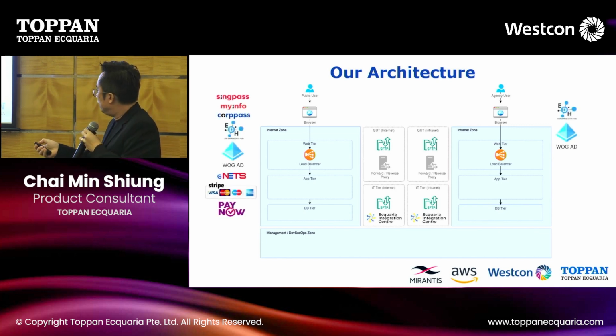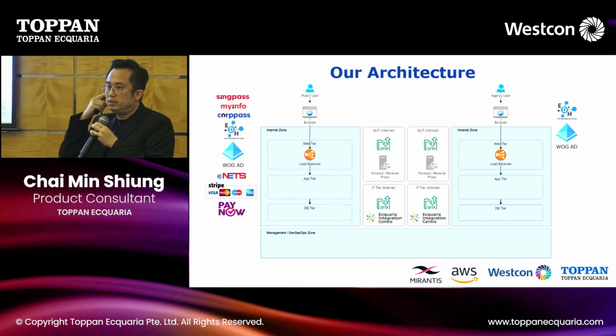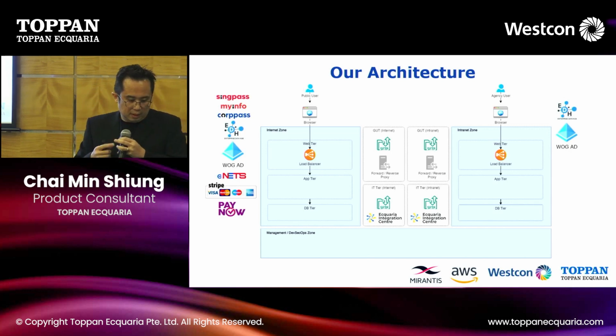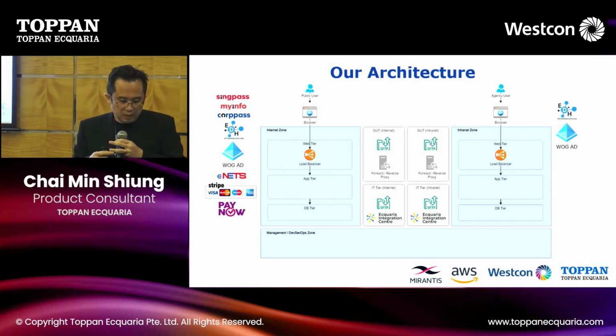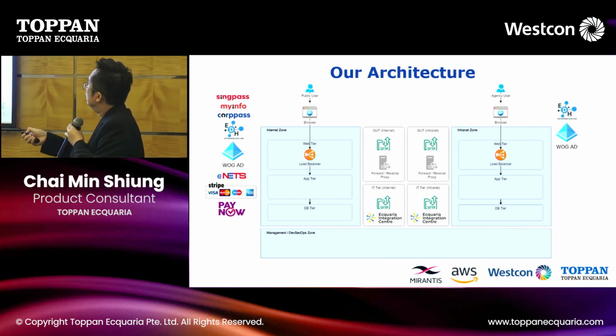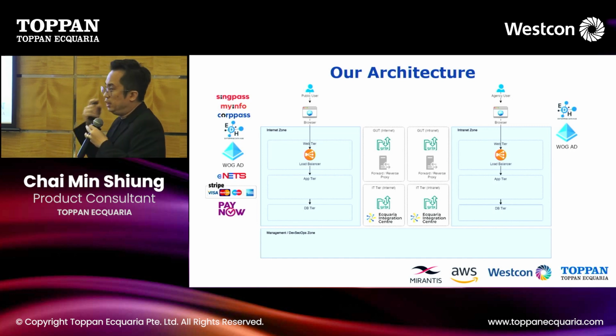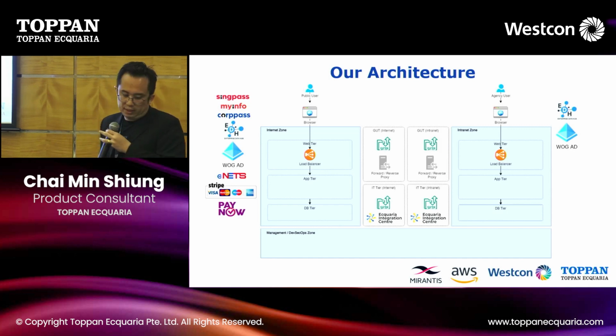EIC is deployed on the IT tier, or integration tier. The reason why we do this is because we want to support cross-zone API integration. So in order to access systems such as your SingPass, CorpPass in the internet zone, and your EDS or WOGAD in the intranet zone, we want to be able to leverage this cross-zone integration, which is why we put it inside the integration tier.